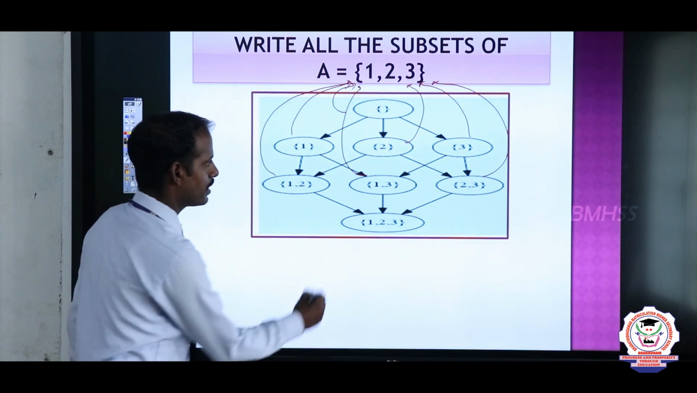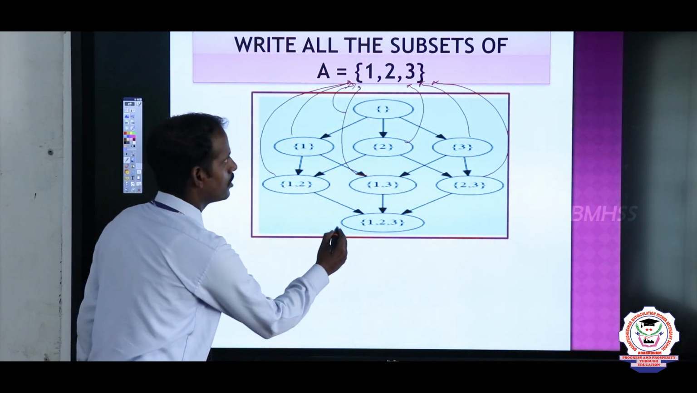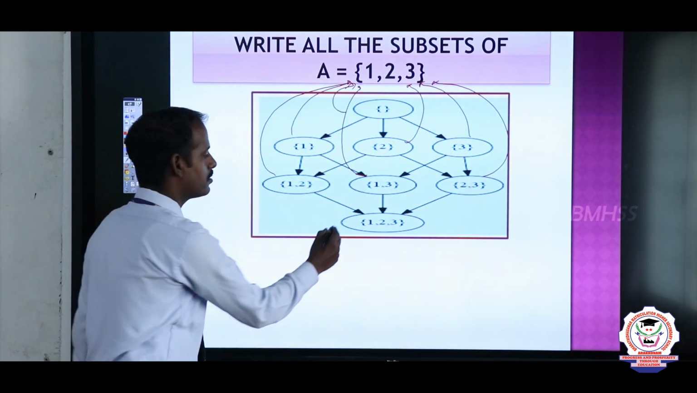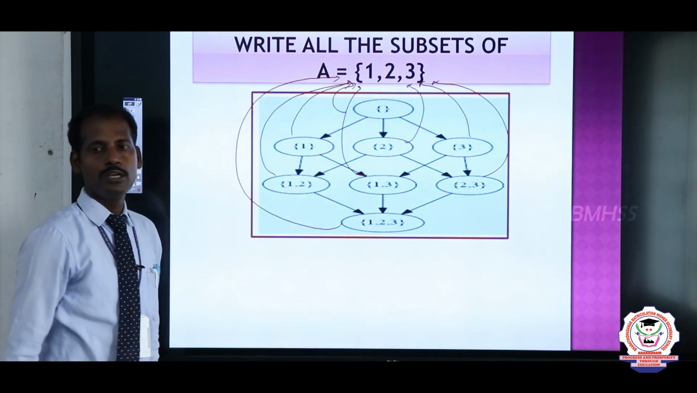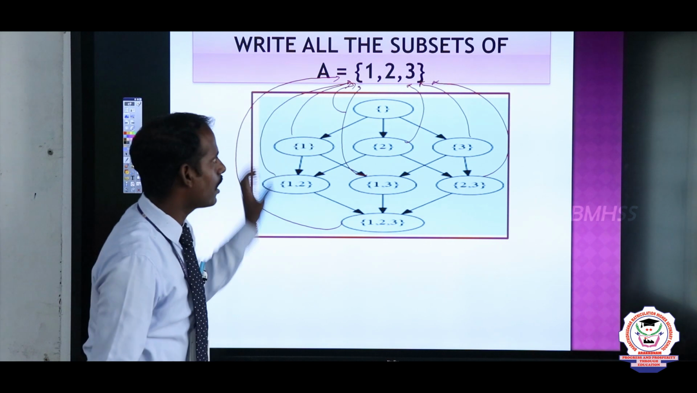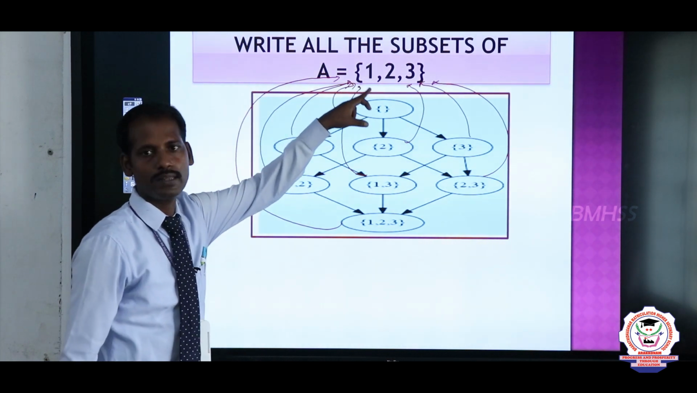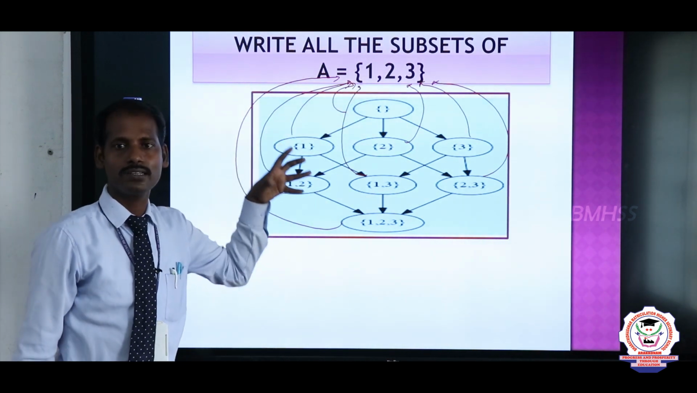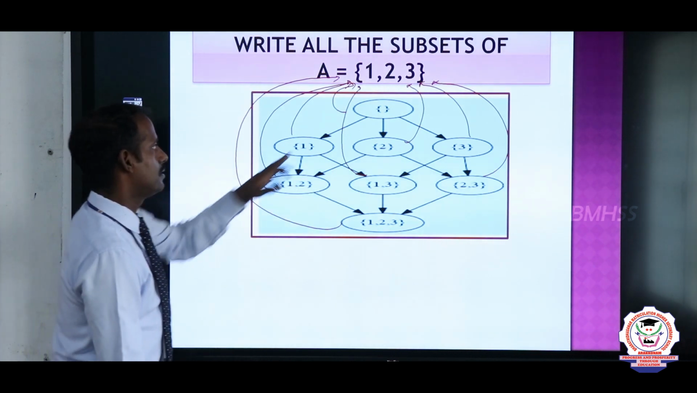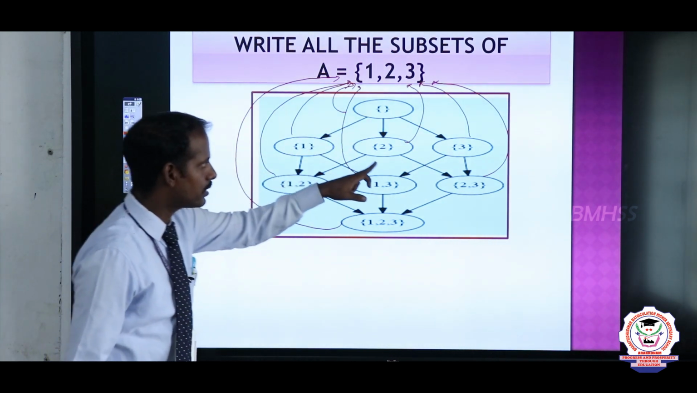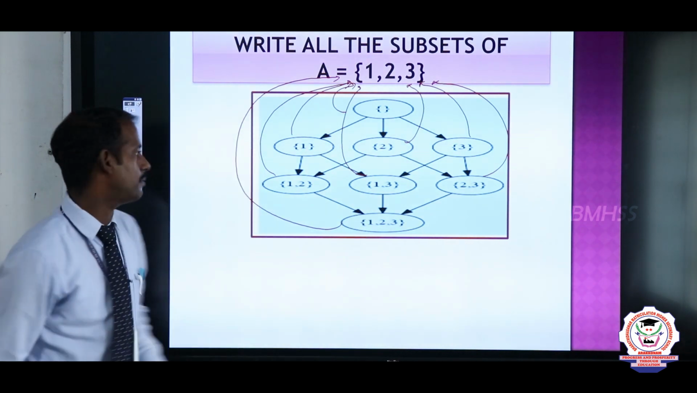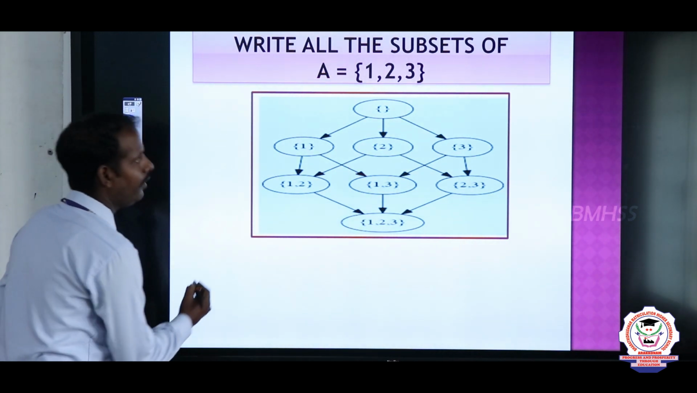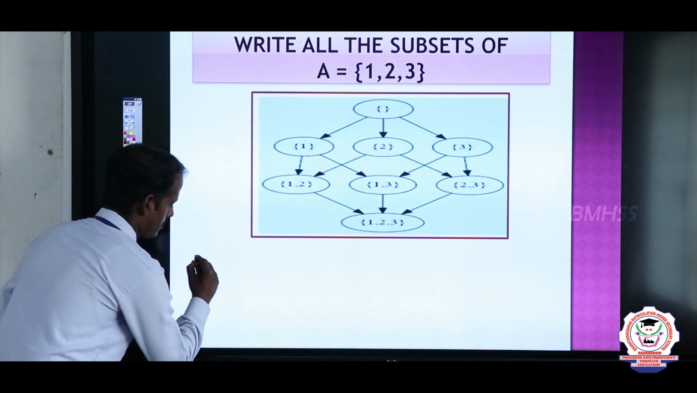Next, the last one: all the elements are the same, so this is also a subset. So what are all the subsets of {1, 2, 3}? There are 8 possibilities. First of all, I will write the subsets.